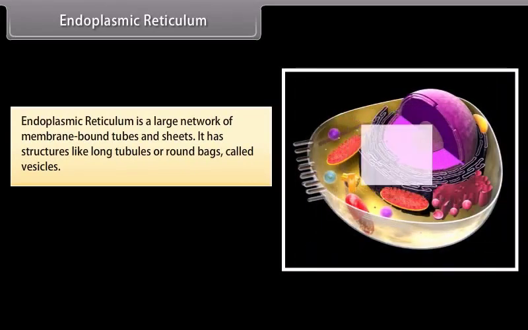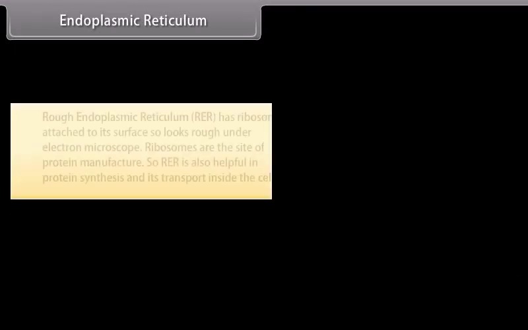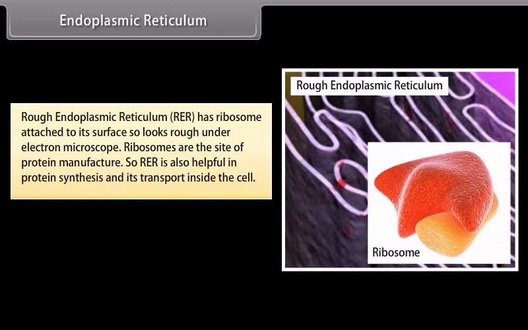Endoplasmic reticulum. Endoplasmic reticulum is a large network of membrane-bound tubes and sheets. It has structures like long tubules or round bags called vesicles. On the basis of presence of ribosome, they are of two types: rough endoplasmic reticulum, RER, and smooth endoplasmic reticulum, SER. Rough endoplasmic reticulum, RER, has ribosomes attached to its surface, so it looks rough under the electron microscope.